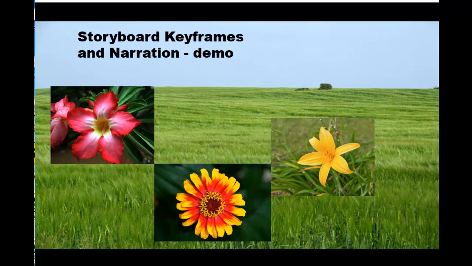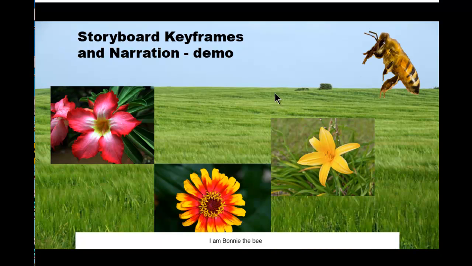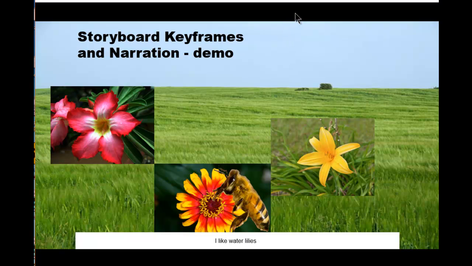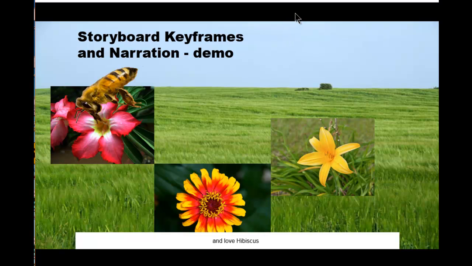We get and we run it in the slideshow. We get the following. I am Bonnie the bee. A daffodil is yellow. I like water lilies and love hibiscus. So this is the animated storyboard. Running it checks the storyboard images, the narration, and the order.